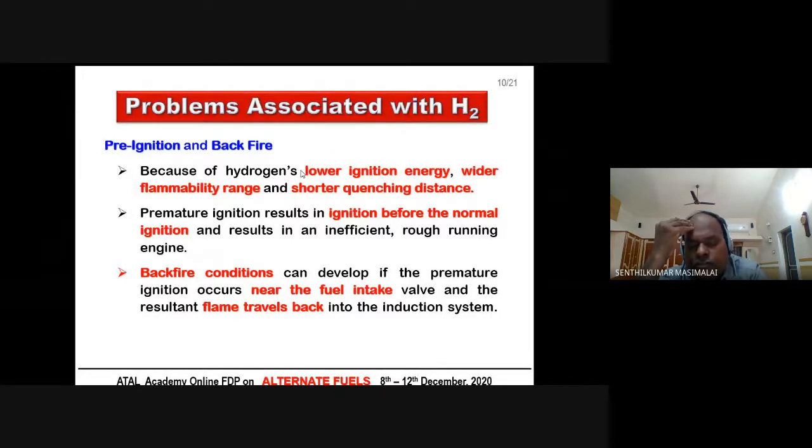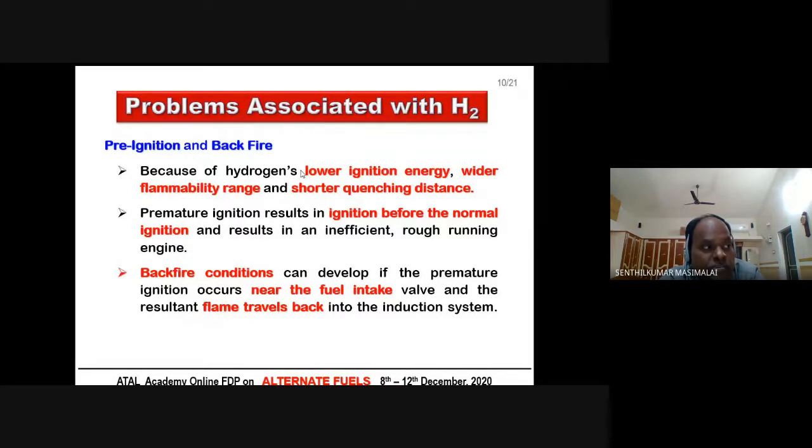I already told you, during suction we are admitting the air fuel mixture. During the suction stroke, the intake valve is open. The intake manifold is directly in contact with the combustion chamber, and the air fuel mixture is admitted. At that time, if you have ignition, what will happen? You will have flame propagation. Because of the very high flame speed, the flame will go back through the intake manifold and reach the hydrogen cylinder. So this will cause dangerous explosions.